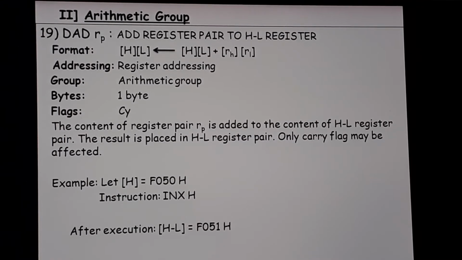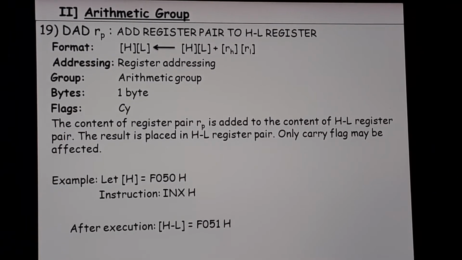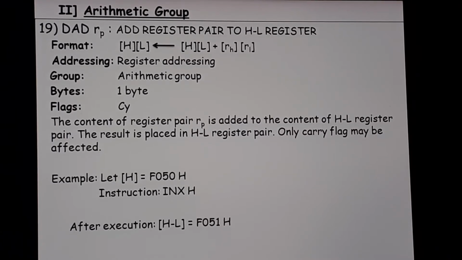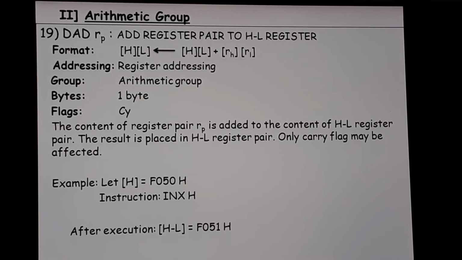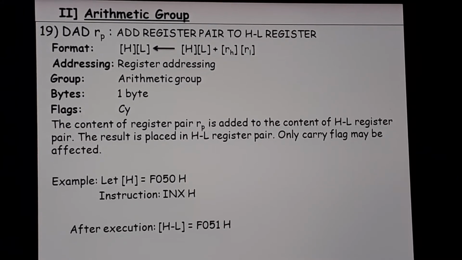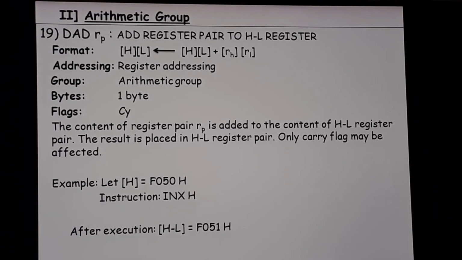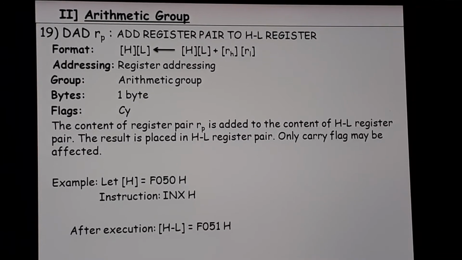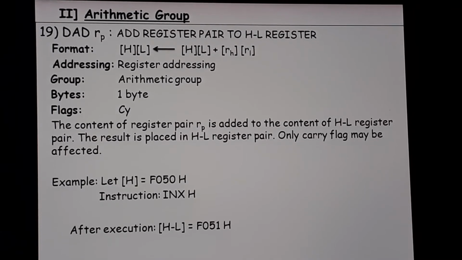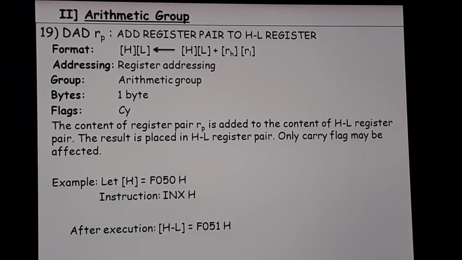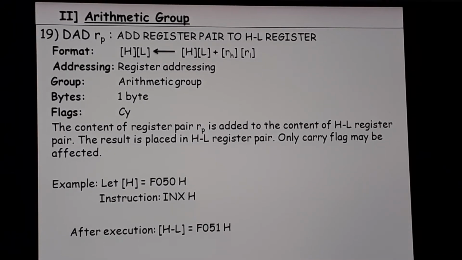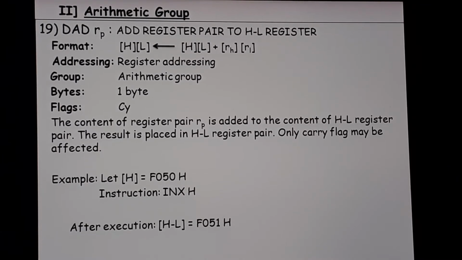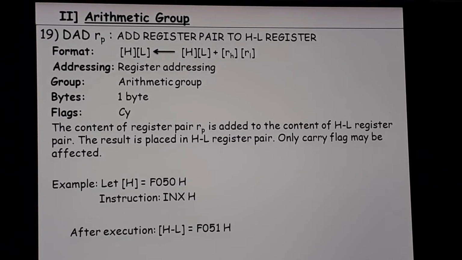Why? Because it is already mentioned in the instruction that DAD is nothing but add register pair to the HL pair, compulsorily. So the register pair should be other than HL, that can be BC or DE. If you are taking DAD B, it is the BC pair addition with the HL register pair. Both the contents you will add and you will place the result in the HL register pair. Now suppose the HL register pair that I have assumed is F050H. If you want to consider it as 8-bit, you will write in front of that as 04H.